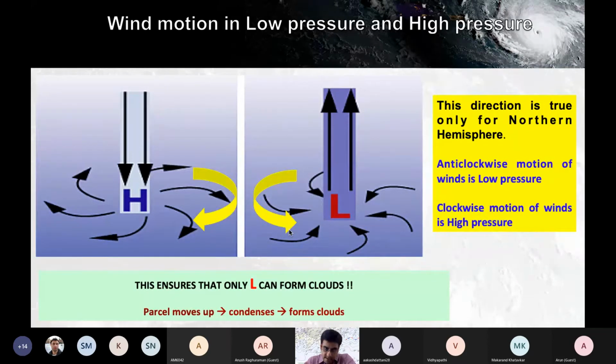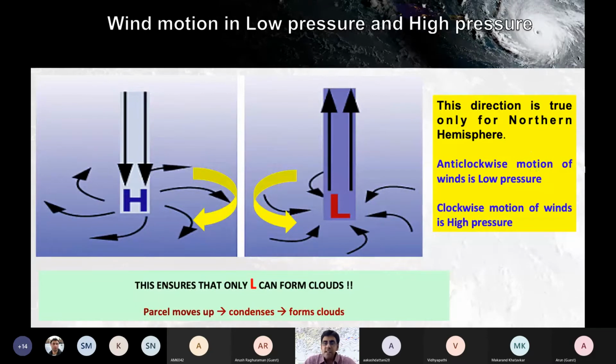Please get that in your head. For the rest of this presentation, we'll only talk about the northern hemisphere, because that is where we are interested. India is in the northern hemisphere, so I am only interested in the wind pattern for the northern hemisphere. The anti-clockwise motion of winds is what is going to give me a low pressure because it is going to initiate convergence. Clockwise motion of winds is high pressure. Please keep this in mind.